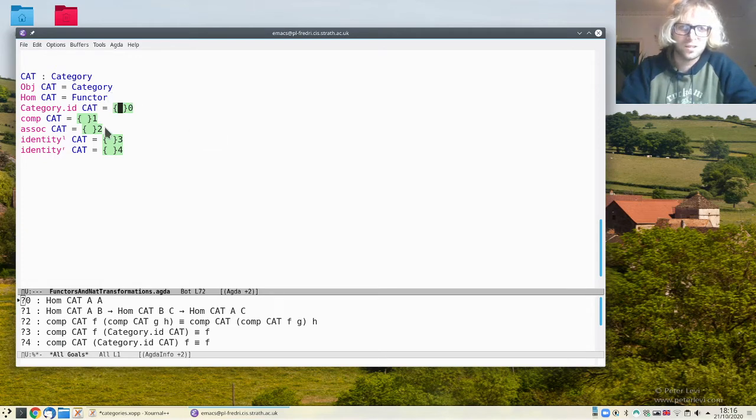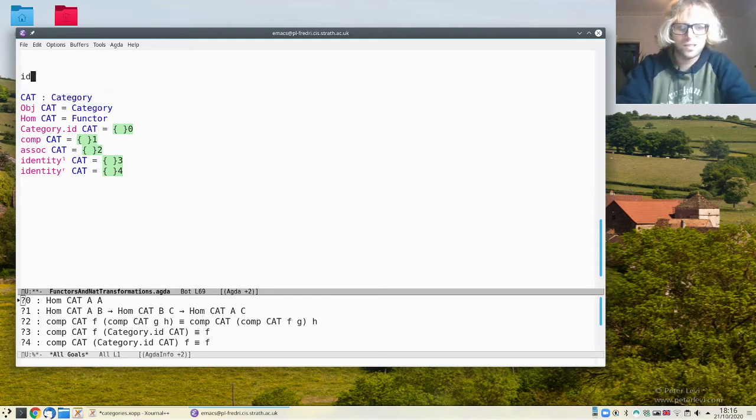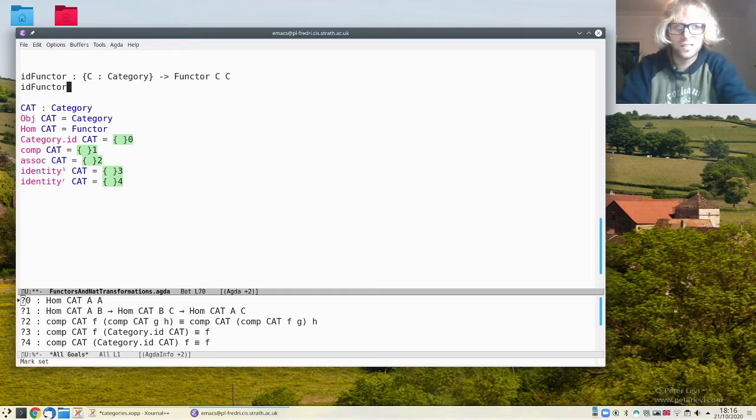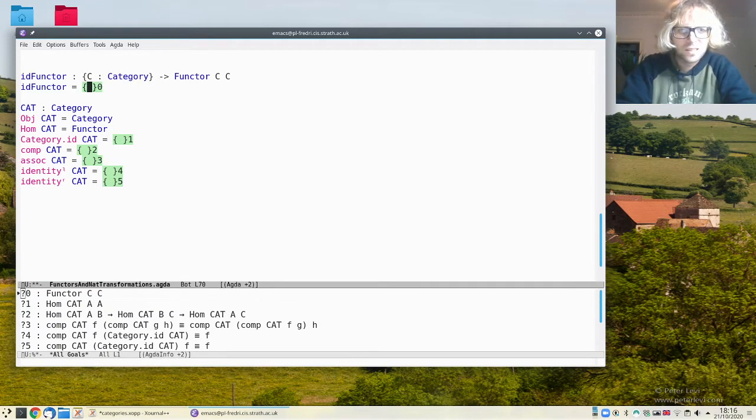Okay, so in order to finish this, we need to show that there is an identity functor, and we need to show that we can compose functors, right? So let's start with the identity functor. This is supposed to be something which, given a category C, gives me back a functor from C to C. So let's see if we can define this.